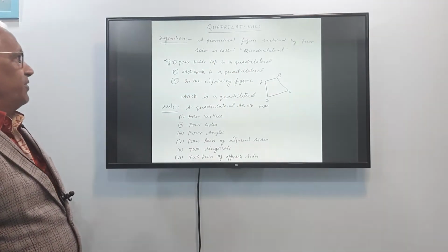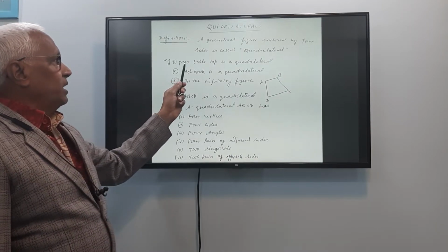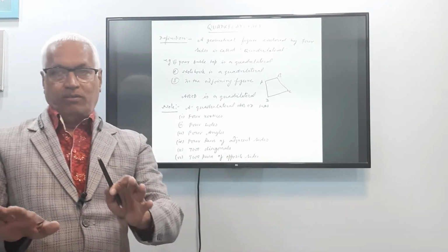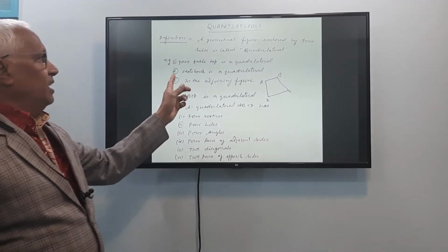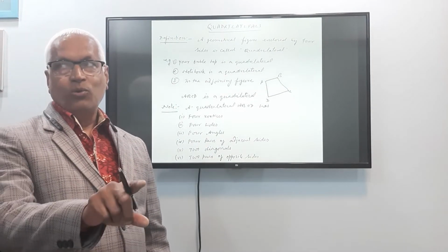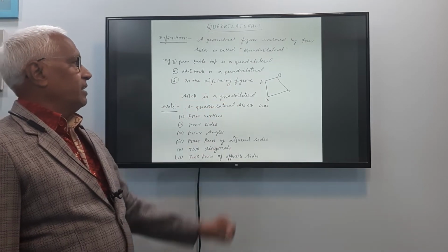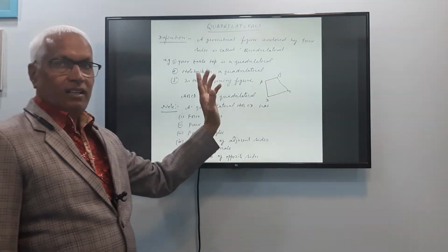In your daily life, we have examples. Number one, your tabletop is a quadrilateral. The tabletop on which you are putting your notebooks is an example of a quadrilateral. Second, your notebook itself is a quadrilateral. Third, in the adjoining figure, ABCD is a quadrilateral.